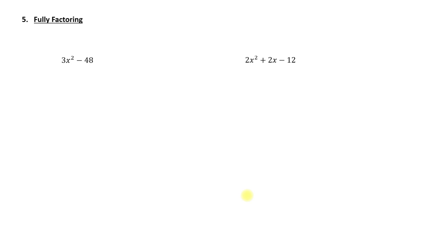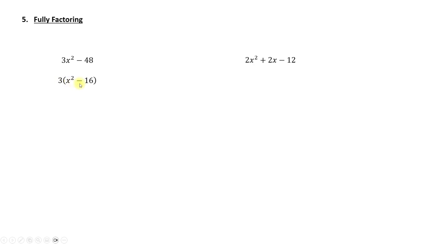Fully factoring. Well, with these questions, we're going to have to do a combination of factoring. First, we're going to look for a greatest common factor, and then we're going to see if there are any other methods that can factor it further. So the greatest common factor between 3x squared and minus 48 happens to be 3. So we'll write our 3 there.